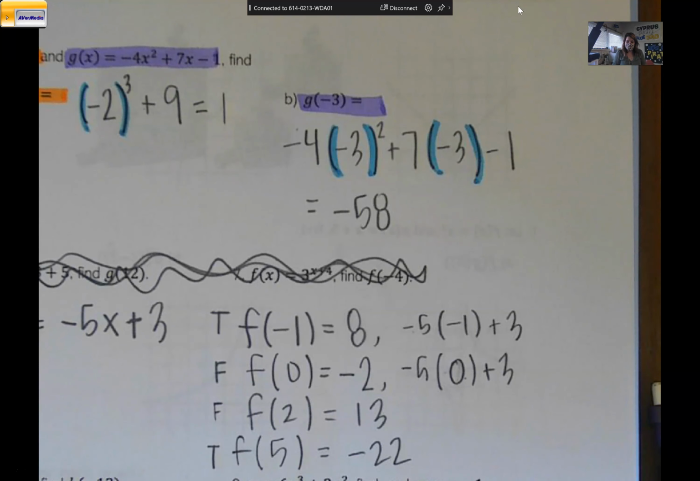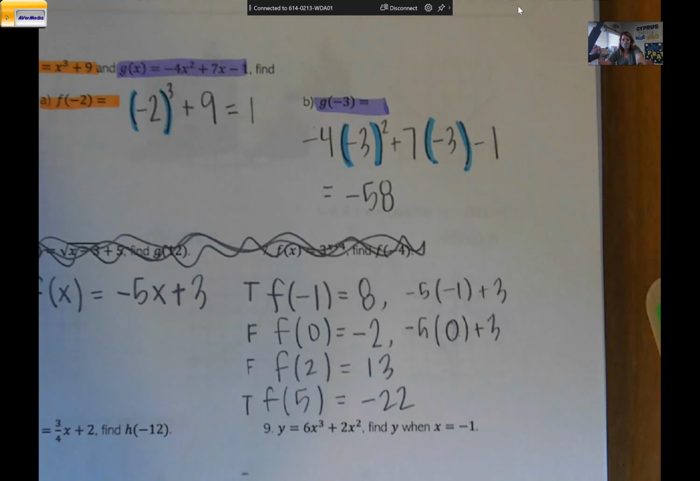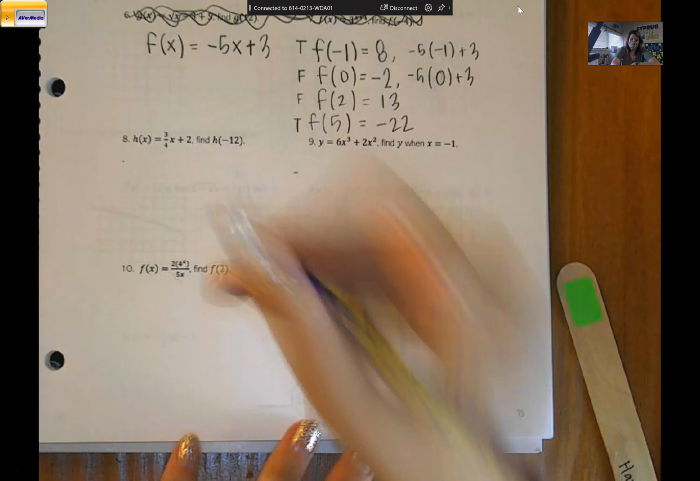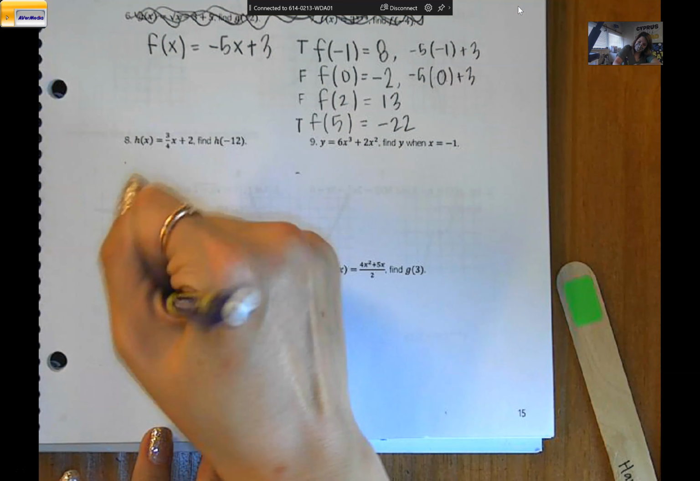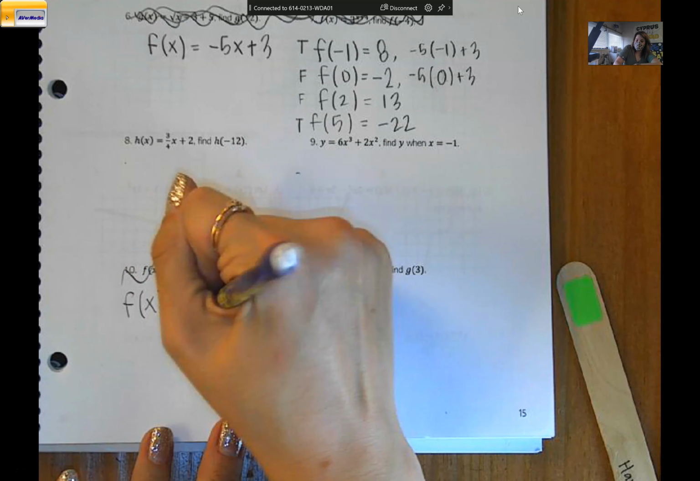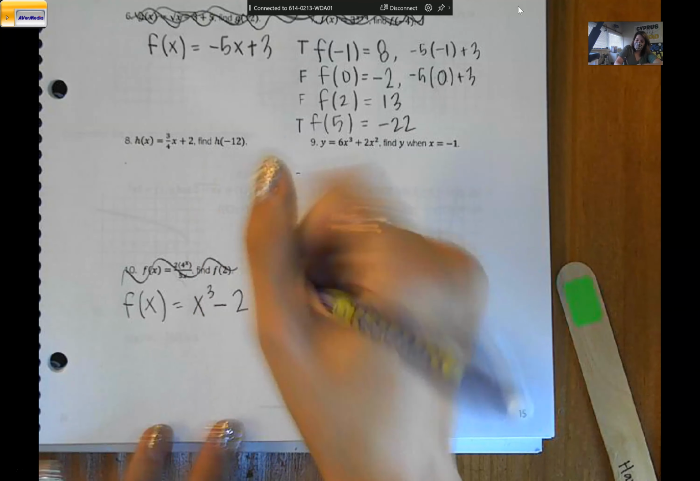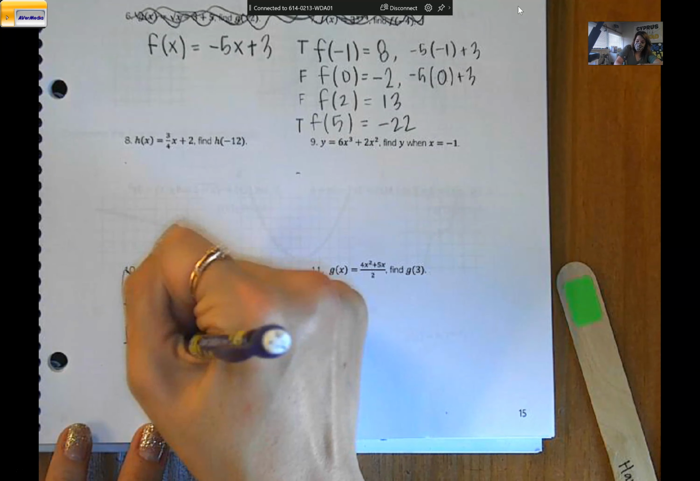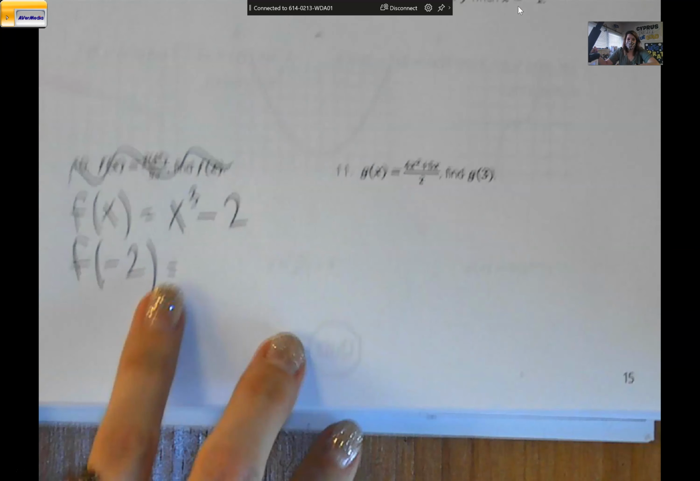So the last set are not in our workbook. I'm just going to go to the very bottom of my page and write them there. So f of x equals x cubed minus 2. I want you to find f of negative 2. So this is a whiteboard one.